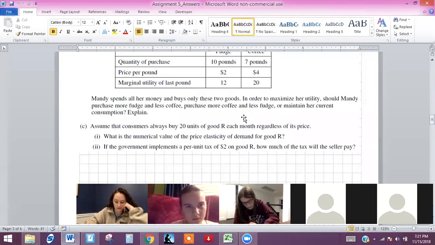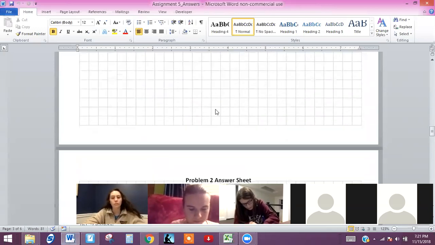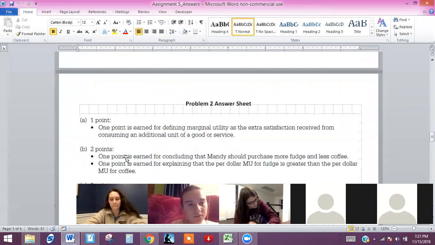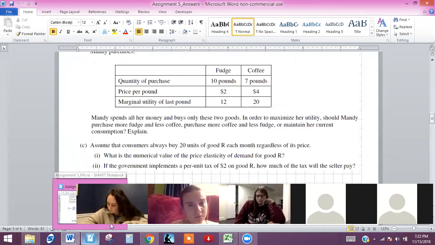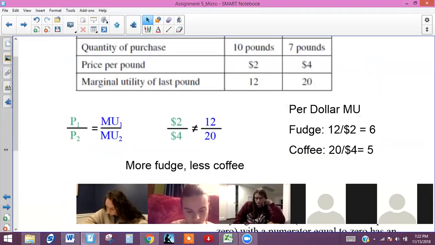Next, they're asking us to explain it. Let me just jump down here and see how they're saying it. Right, so you just want to explain it in terms of marginal utility. There's more than one way you can explain this, but you can just say that the marginal utility per dollar for fudge is greater, so you want to buy more fudge and less coffee. Or you can explain it in terms of the ratio, which I like. I like thinking of it in terms of a ratio versus the per dollar MUs, but that's just me.